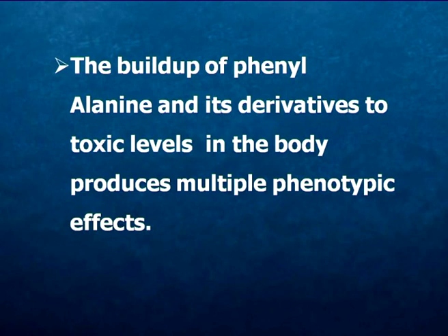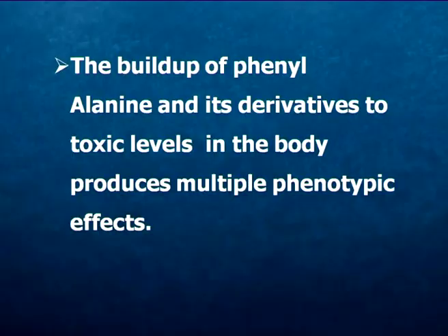Now, the buildup of phenylalanine and its derivatives to toxic levels in the body produces multiple phenotypic effects. Once the phenylalanine conversion into tyrosine was not there, phenylalanine and its derivatives accumulate, and the accumulation reaches the toxic level. So, then the toxic levels of phenylalanine and its derivatives, namely phenyl ketone and others, produce multiple phenotypic effects. Now, what are these things?